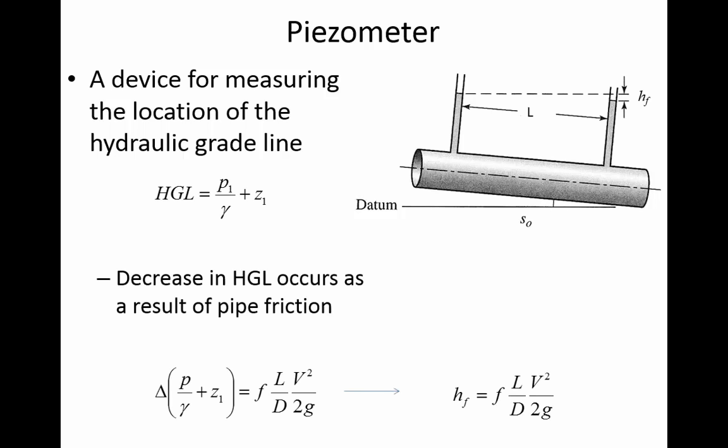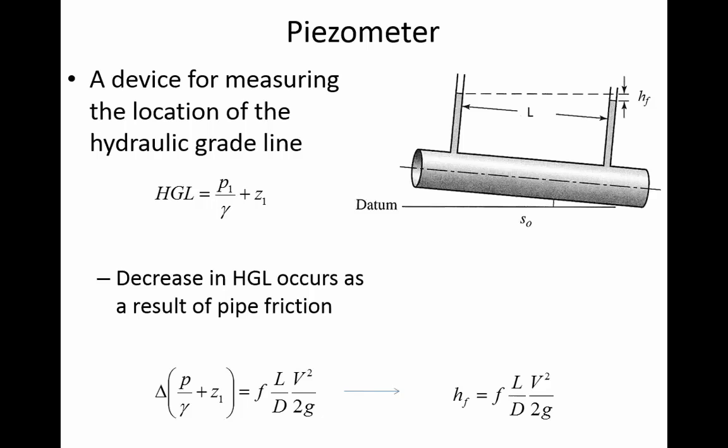So HGL is the pressure head and the elevation head, and so here is the change in HGL. This is the change in elevation of that line from one piezometer to the other, and what we're saying is that's the energy loss. That is H sub F. So if that change in elevation is the head loss, the right-hand term, this is the Darcy-Weisbach equation. F L V squared divided by D 2G. Darcy-Weisbach equation. Here it is again.